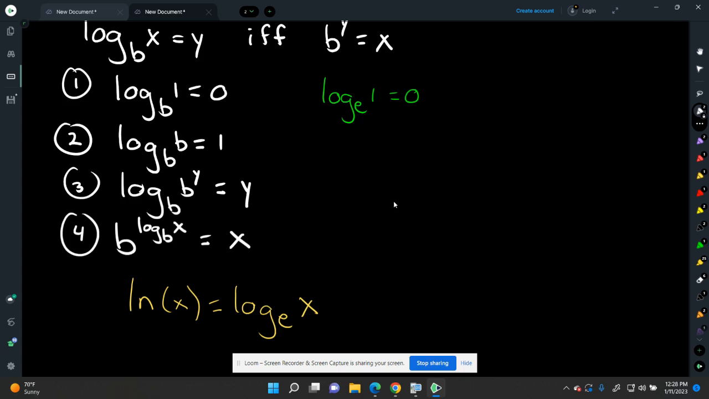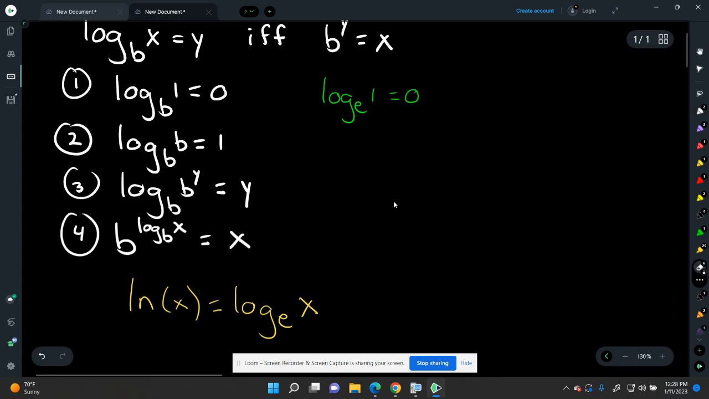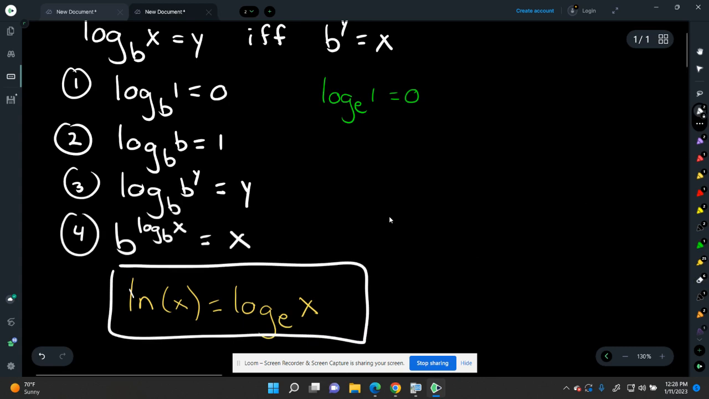Okay, let's back up, because I feel like I lost you. What we're going to do, now that I just told you that the natural log is log base e of x, is look at all of these properties using log base e instead of log base b. We're looking at these same properties with log base e. So if I have log base e of 1, that equals 0.